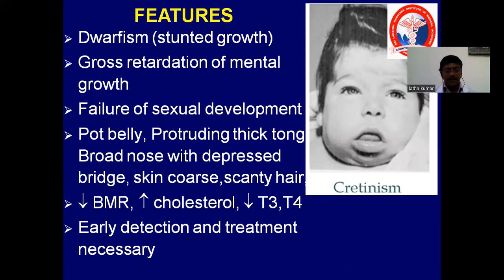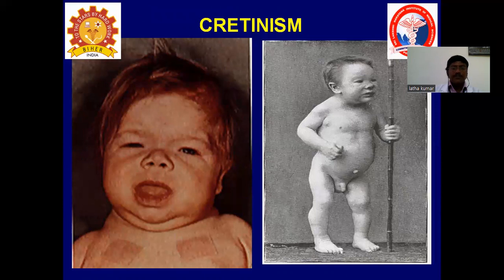Early detection and treatment are necessary in case of infantile hypothyroidism. This picture shows a cretinism baby. See, the baby is not able to stand properly. With some stick help only the baby can stand, otherwise the baby cannot stand. And you can see the baldness present in the baby, and the stupidness, dribbling of saliva, dullness, everything appears in the picture itself. Poor posture, pot belly, all the features are present.